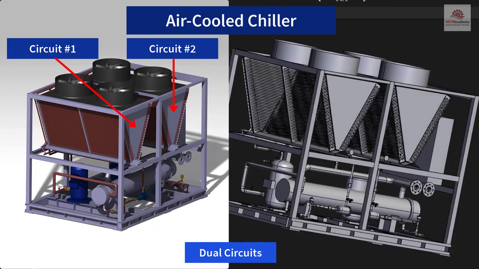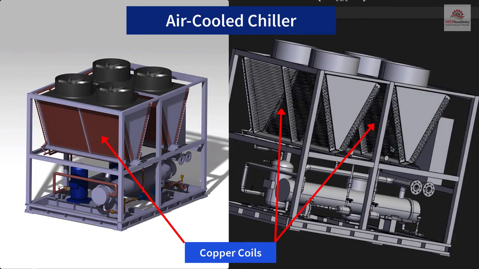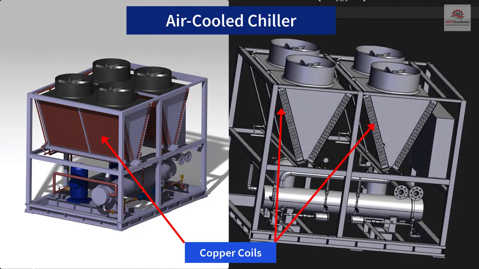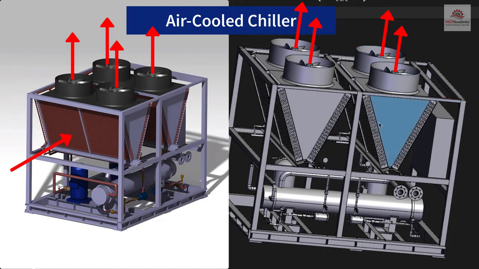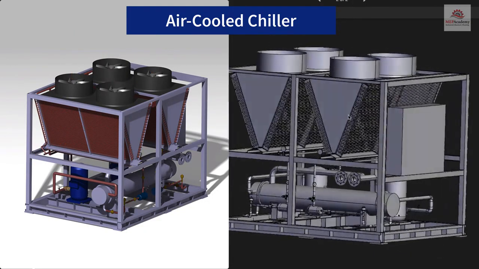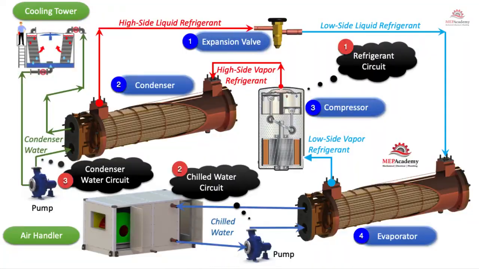And here's the coils. These are copper coils, most likely, aluminum fins. And the refrigerant runs through there. And then the air is sucked from the outdoors over the coil and blown the heat straight up and out. And this is located outdoors, but this is your air-cooled chiller.